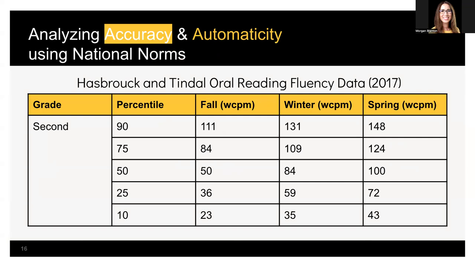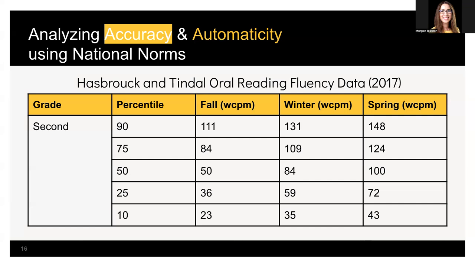So if we're thinking about the norms, or that norm referencing that I was talking about, there are some national norms that you can use to just get an idea of where the student that you are assessing stands in relation to other students their age. And so here I've pulled from Hasbrook and Tyndall's 2017 fluency data. And this is just the second grade section of that table. And what it tells us is that a student who is considered their oral reading fluency is at the 90th percentile, which means they are reading with accuracy and automaticity better than about 90% of second graders.